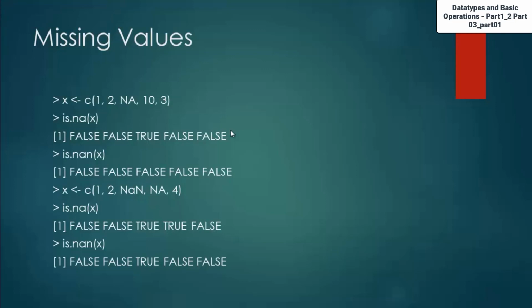Now the same way you can use is.nan. Here in this example you can clearly see that it shows FALSE, FALSE, TRUE, TRUE and FALSE for NaN, as well as for NA. But here it is showing FALSE, FALSE, FALSE, FALSE and FALSE, which indicates that is.nan will not be able to identify NA, but is.na will be able to identify NaN. So that's the difference between not a number and NA.